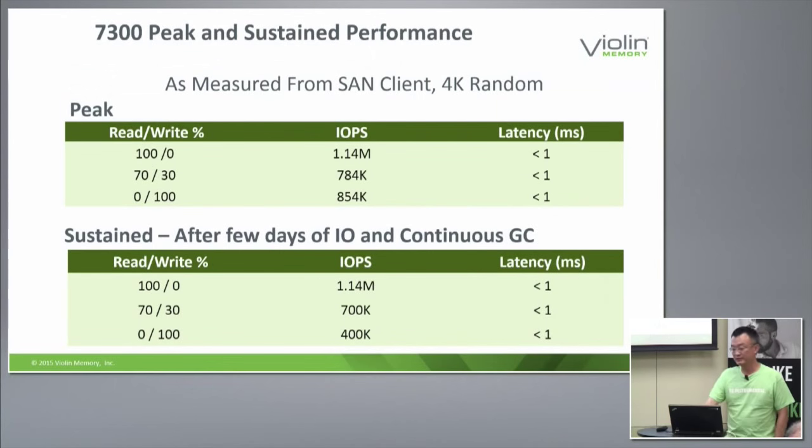Just to give you an idea of how the array performance looks. If the workload is read heavy, from the slide you can see it's a little more than 1 million IOPS. Sustained IOPS, even at 100% write, is still 400K at less than 1 millisecond. You can even push this number higher, but latency may fluctuate a bit.